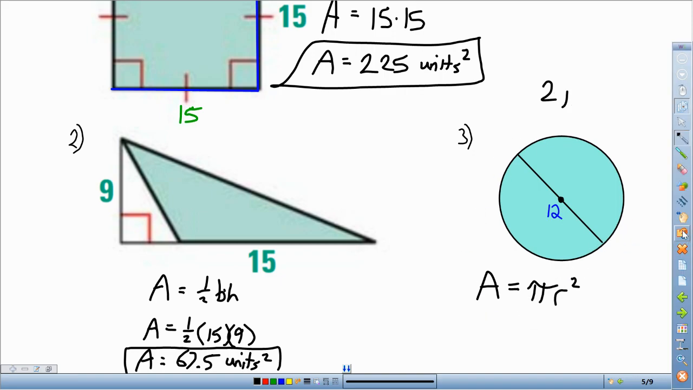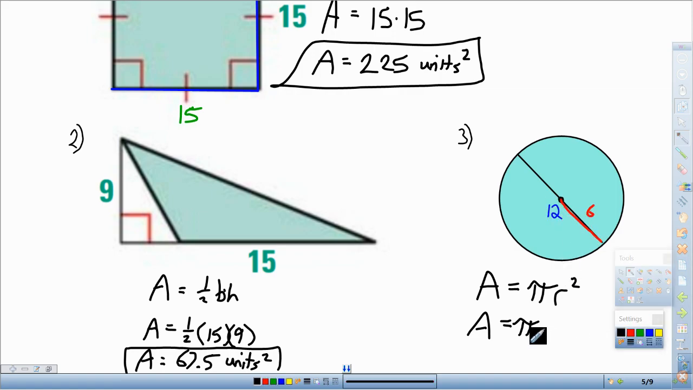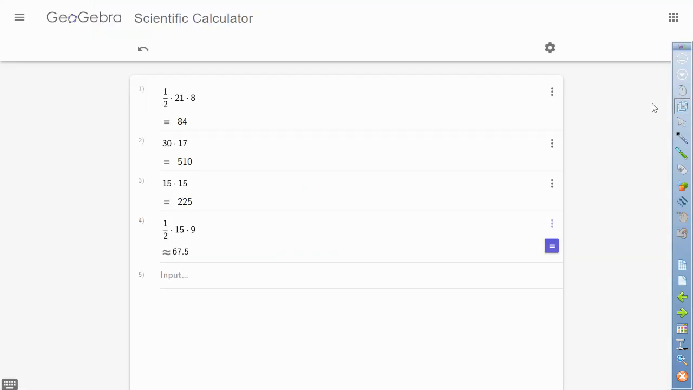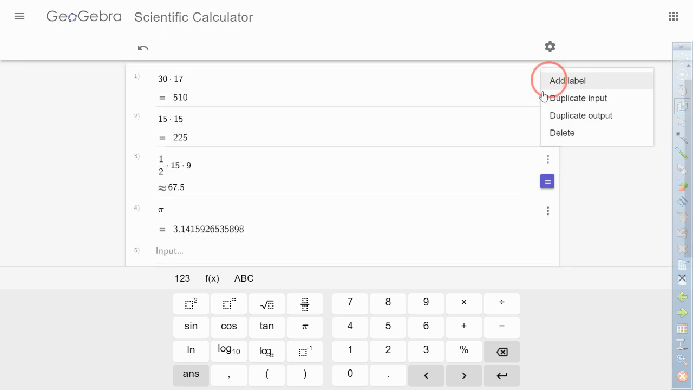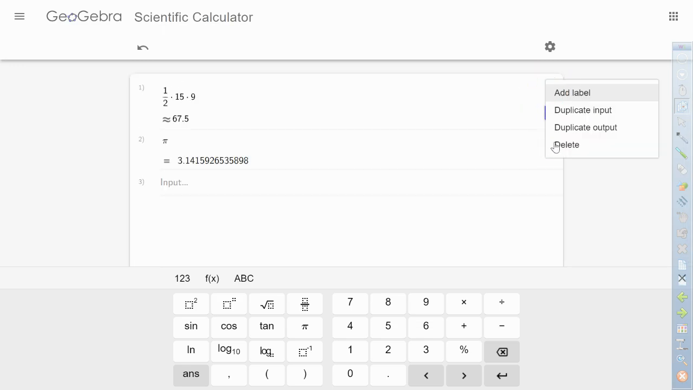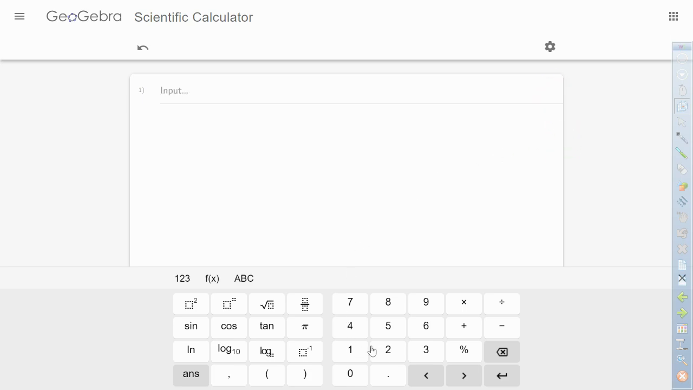All right, so pi r squared, and the only thing we've got to plug into this is the radius. Be careful, they're not giving us the radius on this, they're giving us the diameter. So we need to recall that the radius is half of that, 6. Okay, so pi 6 squared. All right, so let's type it in here. Let me delete these, this is kind of getting messy. Okay, so pi 6, and then the dedicated square button.